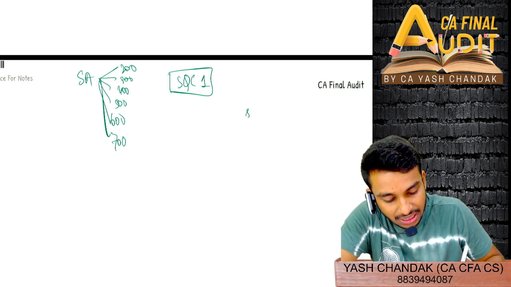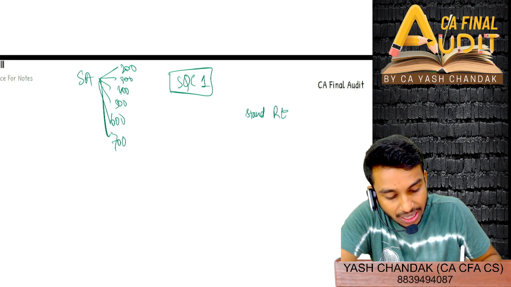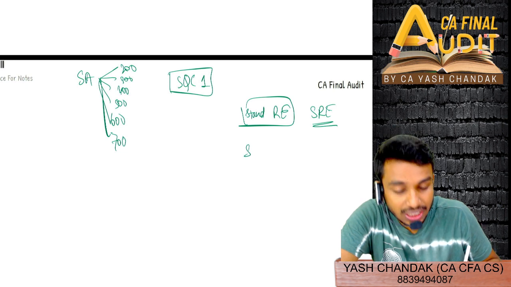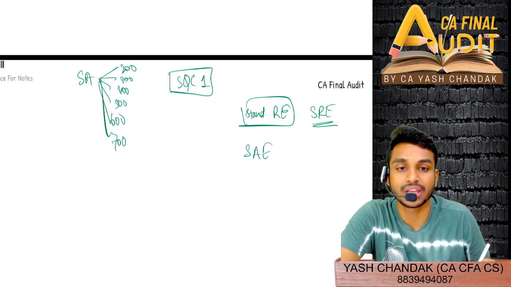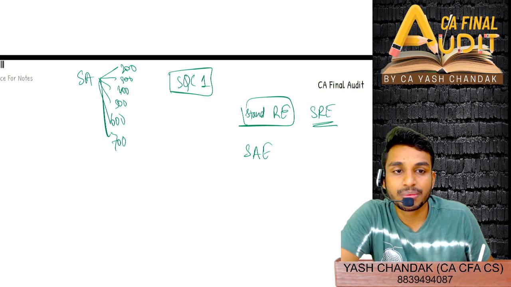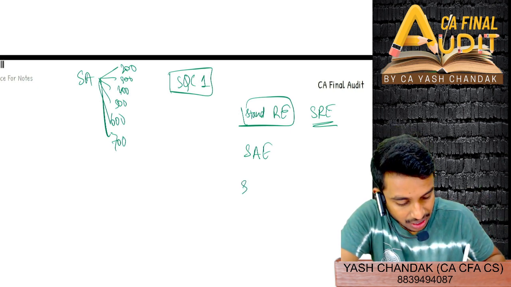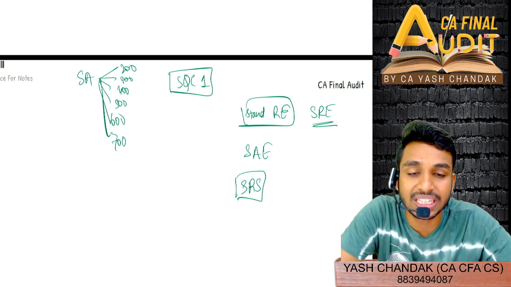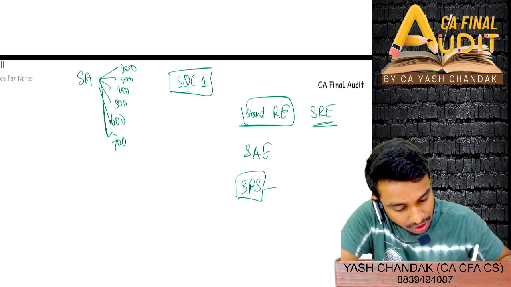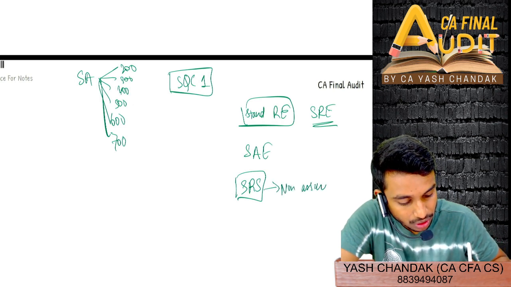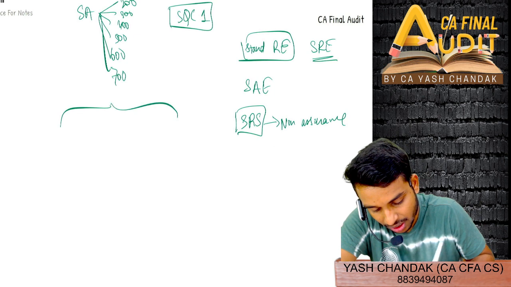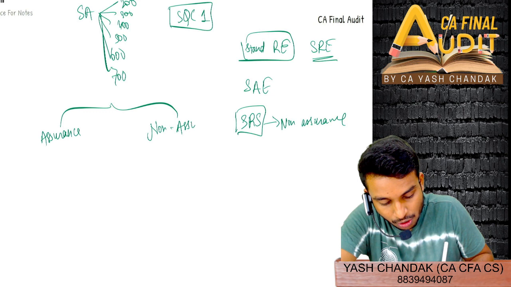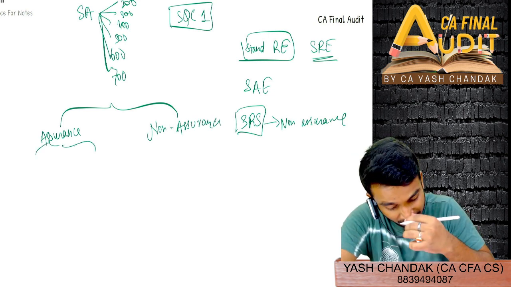Similarly, there are also other standards like standards on review engagement, SRE. There are standards on other assurance engagement other than audit assurance engagement, SAE. Similarly, standard on related service, SRS, standard on related service engagement. That means other services that you are providing which is related to service provided by you, being non-assurance services. So I can divide this probably in two parts: assurance and non-assurance services. For assurance also, I can divide it further into two, three parts.